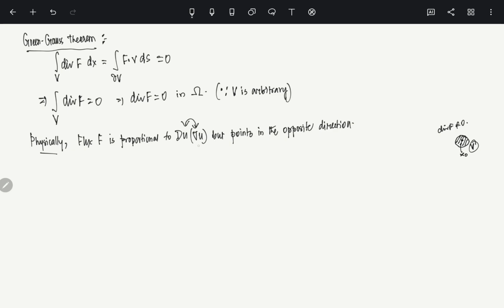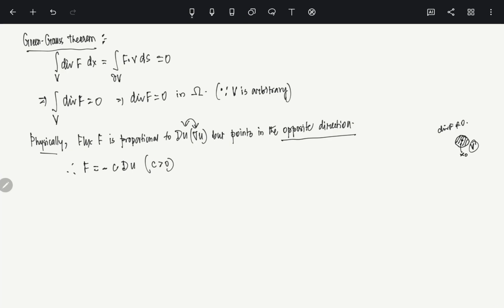The flux will be proportional to the gradient of u, but it will point in the opposite direction because the change is from higher to lower, right? So therefore f is proportional to the gradient of u. Basically I can write it as some constant c times the gradient of u, and this c is positive. I hope this is clear.